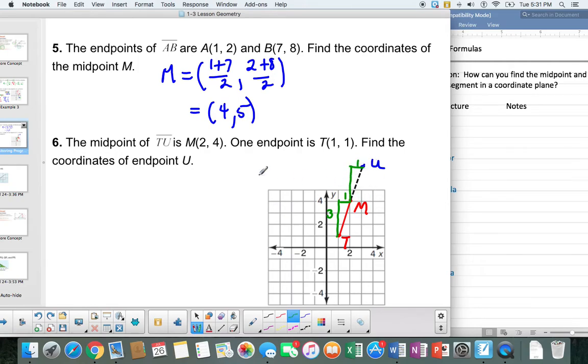So to get to the other endpoint, I'm going to have to go up 3 units and over 1 as well. Now remember, the midpoint was this, so you will have to go over 1 unit, that'll mean 3, and it'll have to go up 3 units, and up 3 units from 4 is 7. So instead of going through all the algebra I showed you before, we can actually use the graph to help us.